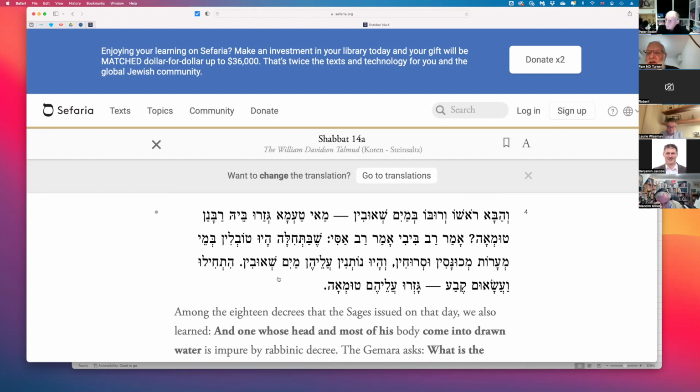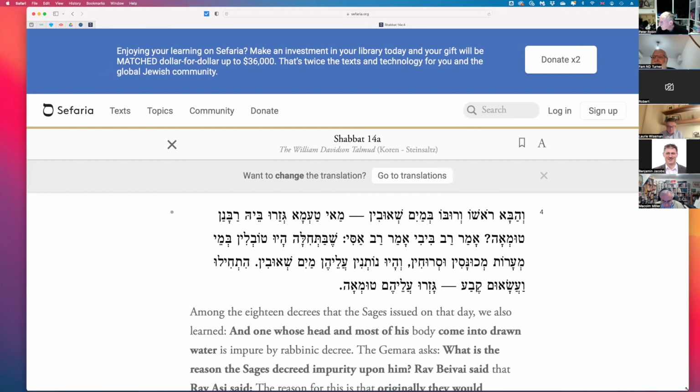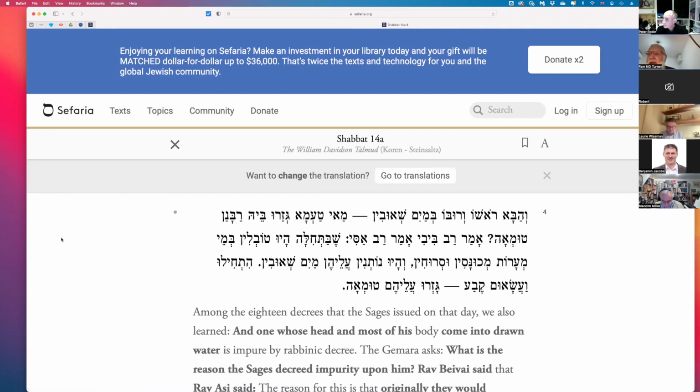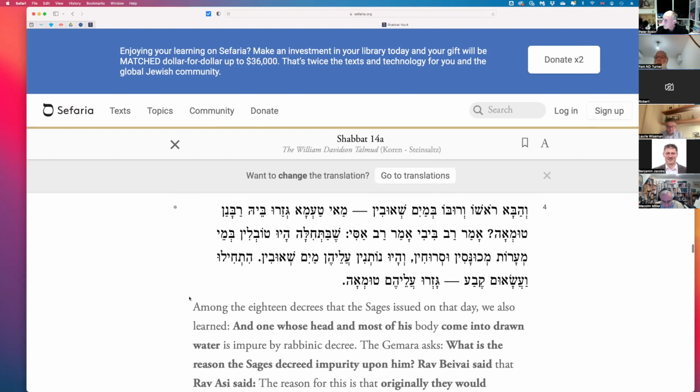One of them was someone whose head and most of his body went into drawn water. A person in drawn water will become tomei again, even if they went into a mikveh. And look at the reason why that was instituted, because of course they're not like today's luxurious mikvahs. In the old days they weren't that luxurious, and there were occasions when maybe the mikvahs weren't as clean as they would have liked.